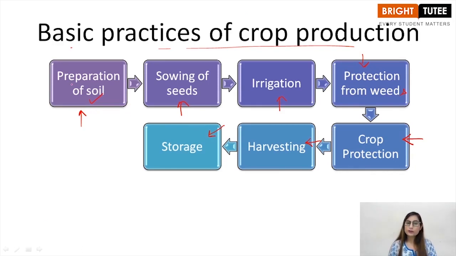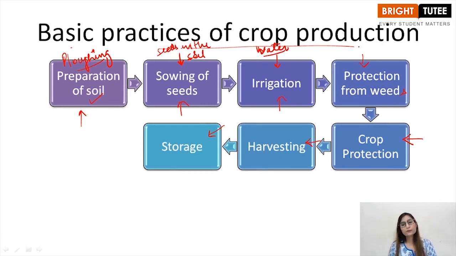Let us go through them once again. First is preparation of soil, in which we will study what plowing is. We basically plow the field to prepare the soil for sowing of seeds. Sowing of seeds is basically the process in which we put the seeds in the soil, right? Third is irrigation, in which we provide water to the crops. There are different ways of irrigation that we will be studying in detail.